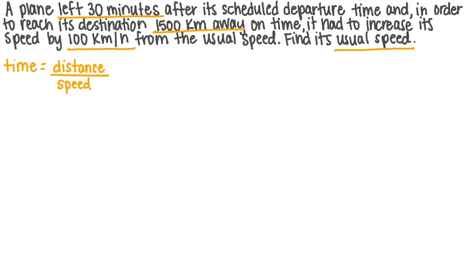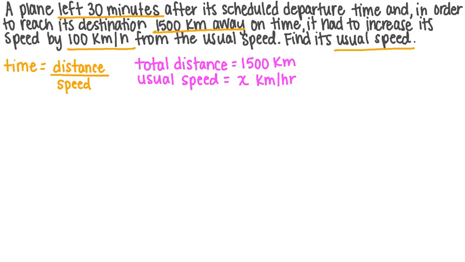So out of those three things, let's see what we know. We know that the total distance is 1,500 kilometers. We don't know the usual speed of the plane, so we will let it be called x kilometers per hour. But we know that the new speed needed to be quicker than the usual speed because it left late. It increased its speed by 100 kilometers per hour, so we will let it be represented by x plus 100.